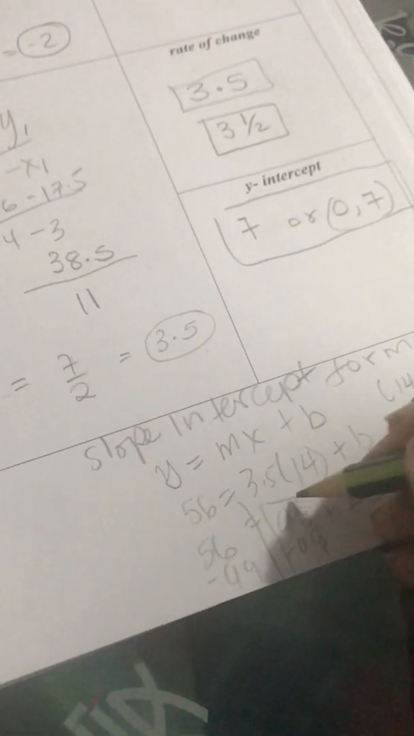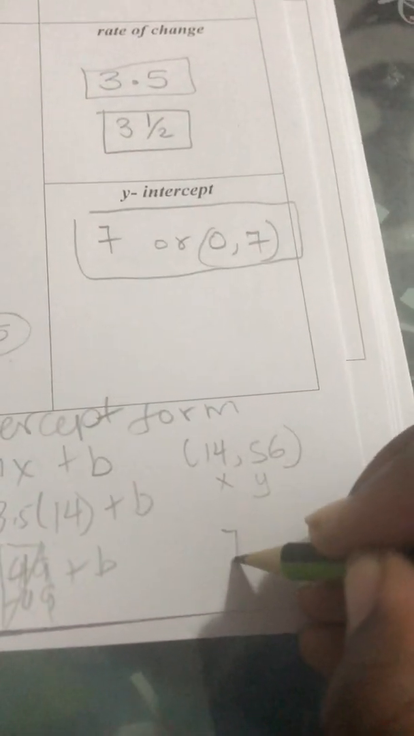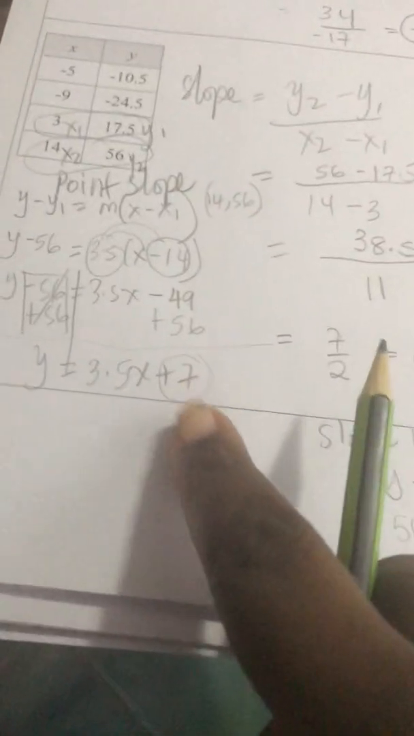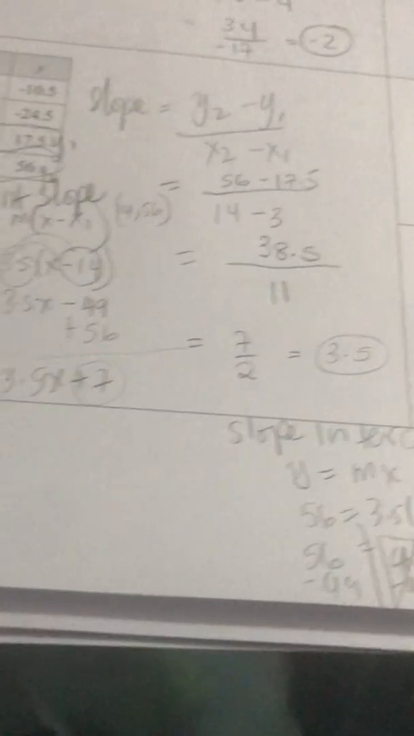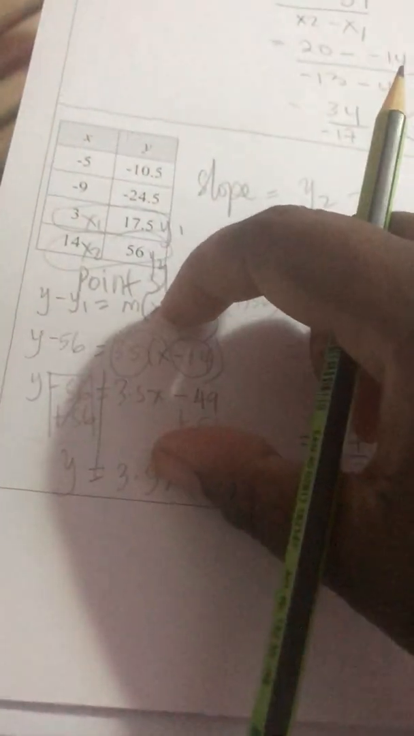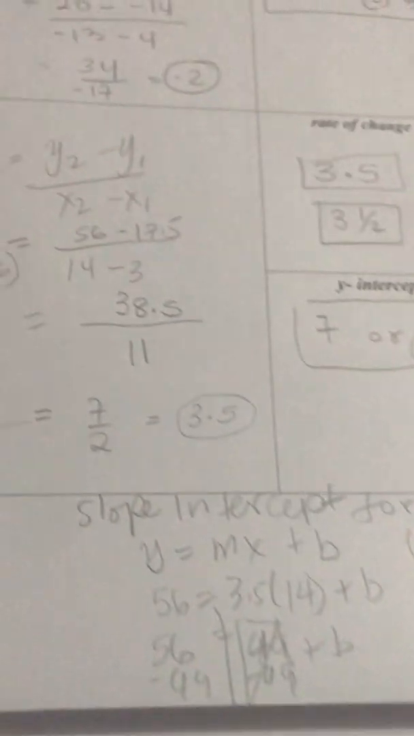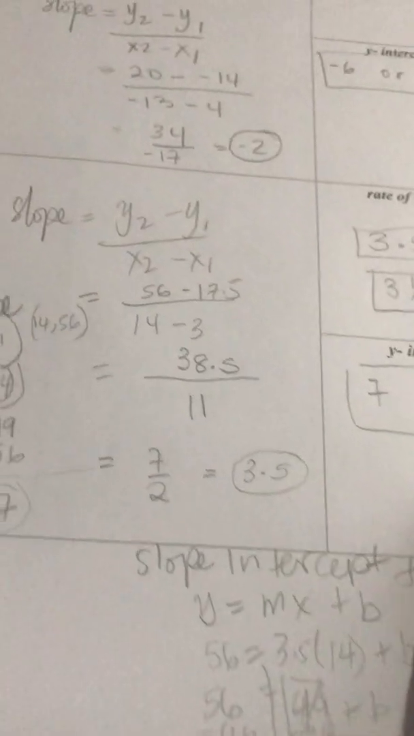This house goes away. This becomes 7. So 7 equals b. And this 7 is the same one we found there. See? It is positive here, it is also positive there. So it's up to you if you want to do point-slope or slope-intercept form. You make that decision by yourself.